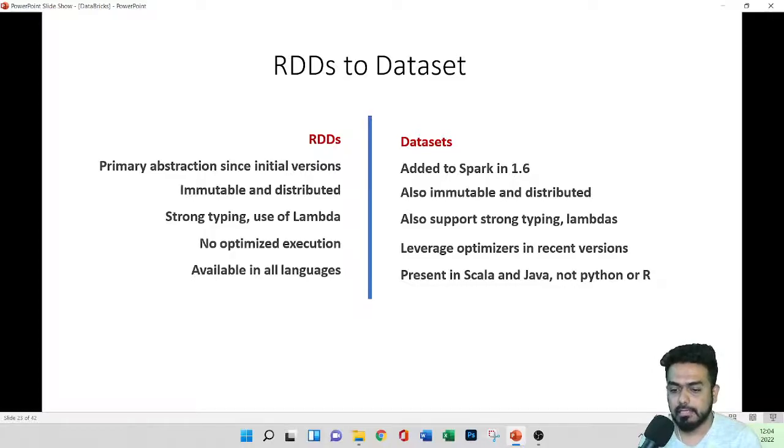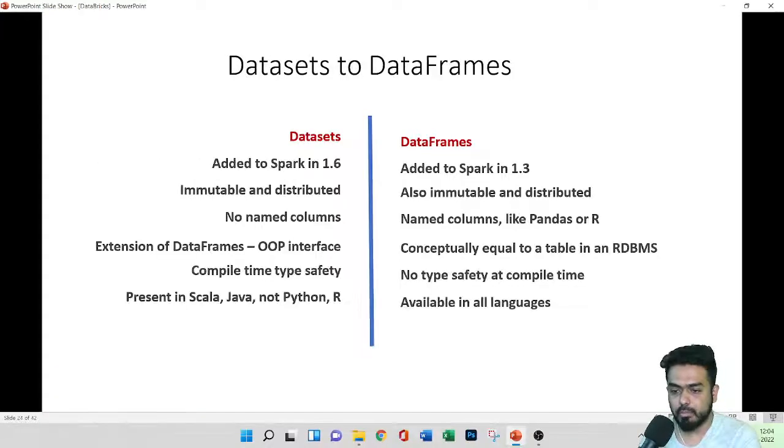RDD is immutable and distributed. Datasets are also immutable and distributed. RDDs have strong typing and use lambda functions, and datasets also support strong typing and lambdas. Datasets are available in Scala and Java, not Python or R. That is what you need to remember. Of course, there's no optimized execution for RDDs, while datasets leverage the optimizers in the recent versions.